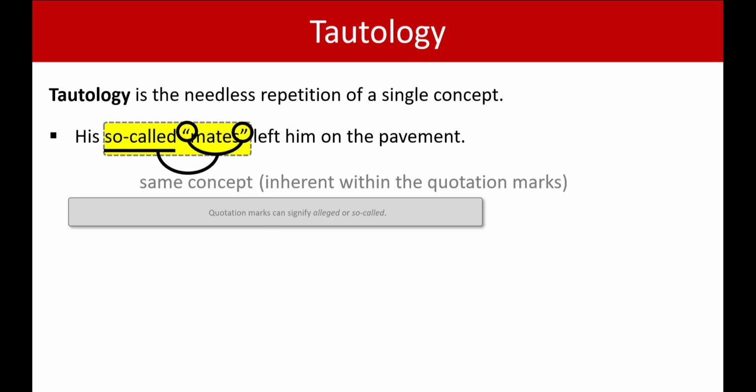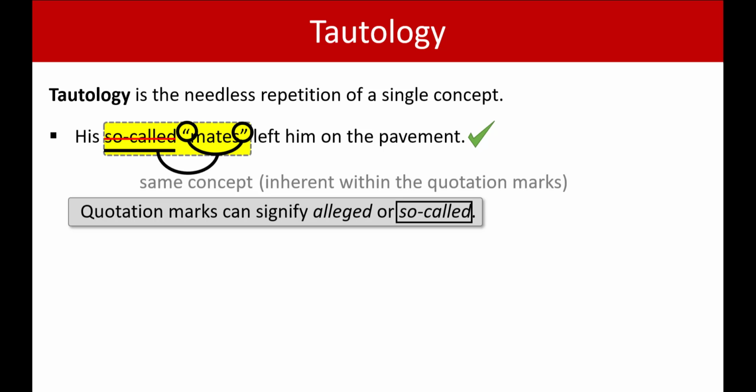More specifically, quotation marks can signify alleged or so-called. So using one of those words, alleged or so-called, with quotation marks is a tautology. The text here in yellow means so-called mates. The concept is repeated. This sentence can be corrected by crossing out so-called or removing the quotation marks.